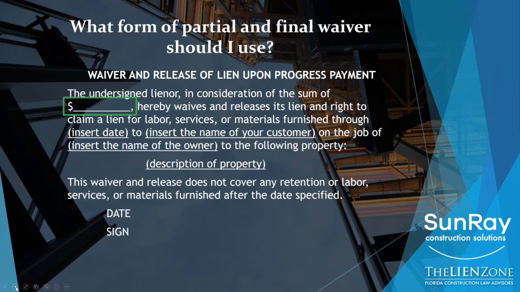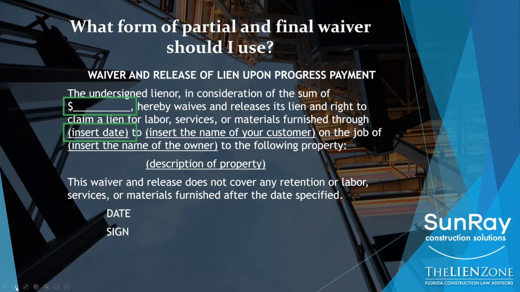So it has a little spot for money. So the undersigned lienor in consideration of the sum of some amount of money hereby waives and releases its lien and right to claim a lien for labor, services, or materials furnished through, and it has a date. We're going to talk a lot more about the through date.